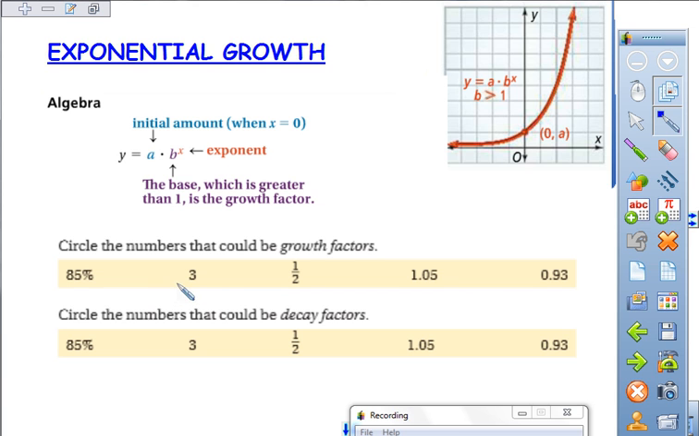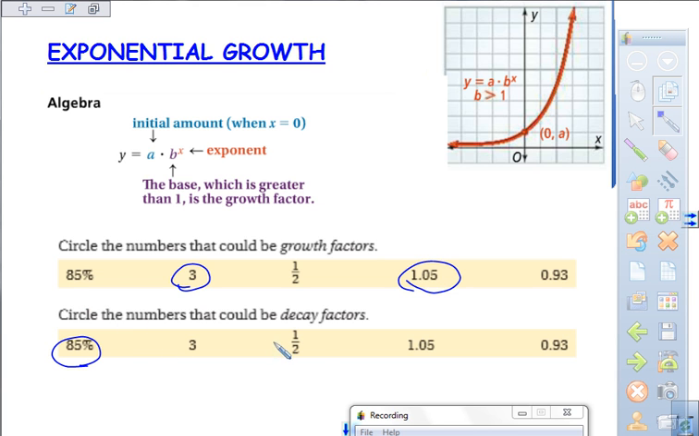85? No. 3? Yes. A half? No. 1.05? Yes. 0.93? No. Because these numbers are less than 1, so they would be no's. Decay factors then would be the ones that we did not circle.